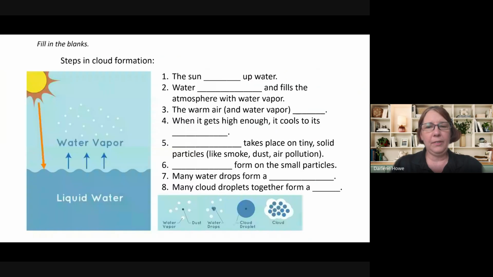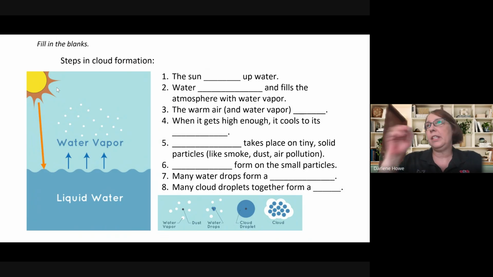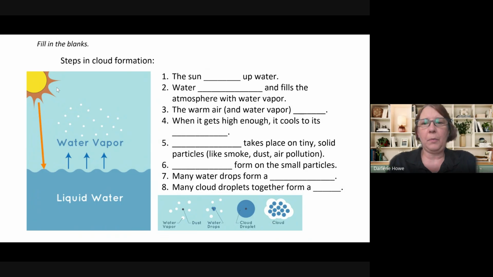All right, moving on. We've got the steps in cloud formation now. Okay, so if you look at the little picture, you see the sunshine, you see the water vapor. So these are steps in cloud formation. So the first step is the sun. The sun has to come out, or it doesn't even have to be out. I mean, the weather just has to be warm enough to heat up the water.